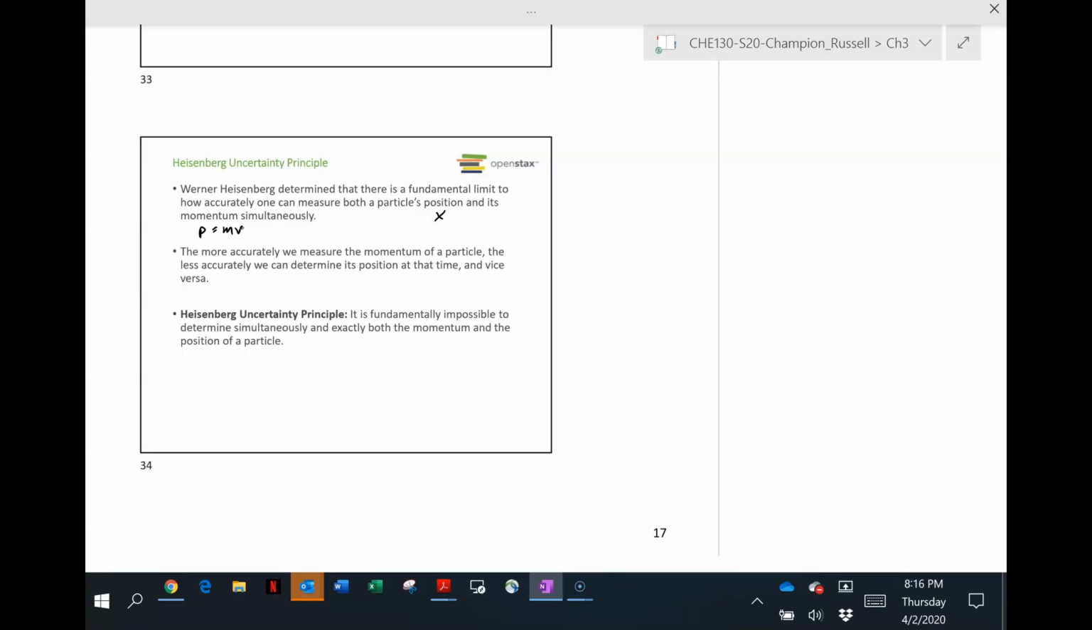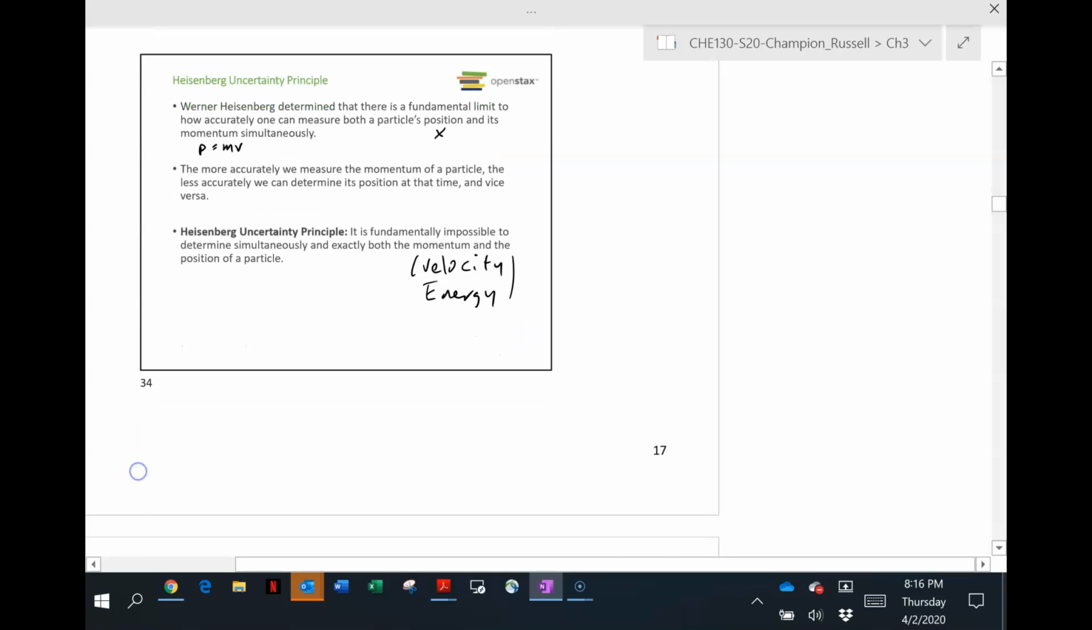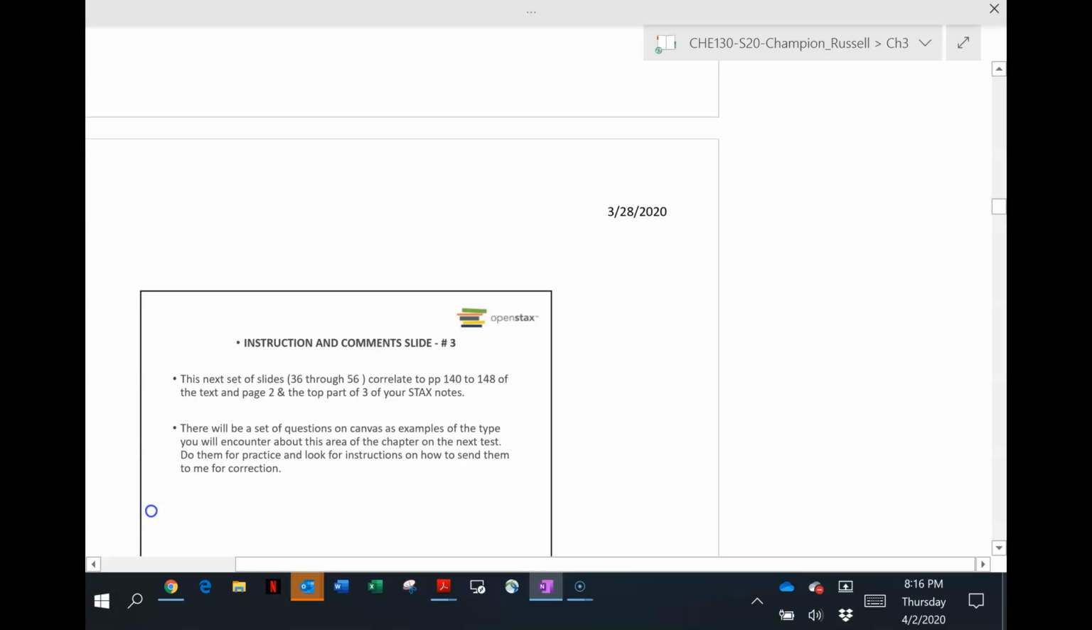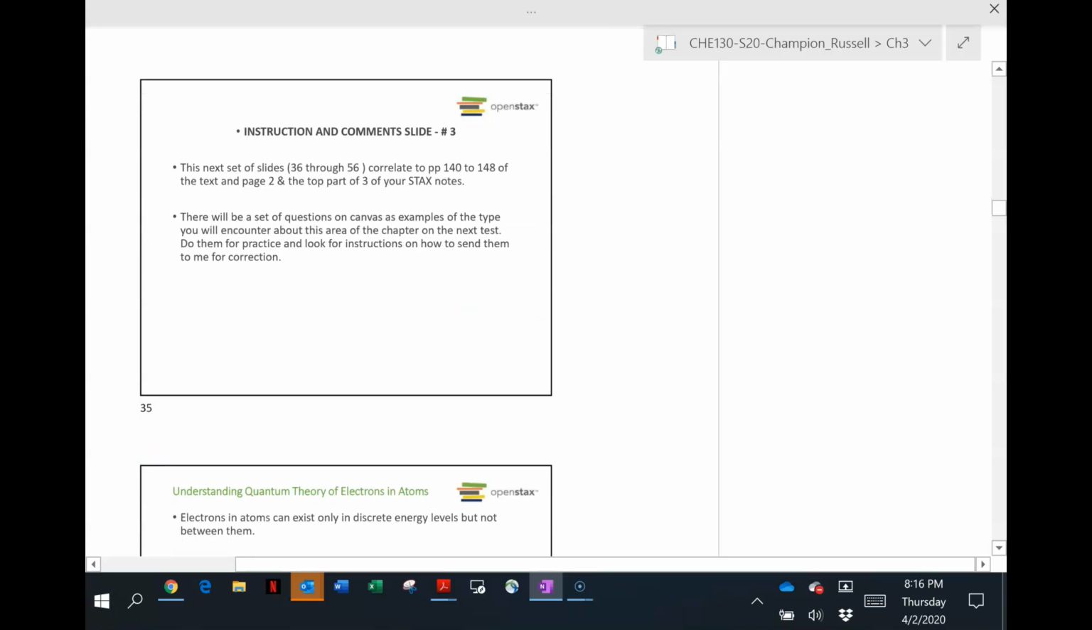So it's this idea that you can't determine simultaneously and exactly both the momentum, which again is velocity and can also be thought of as energy of the particle, and the position. So when you apply this to looking at atoms, we're going to see that we talk not about where the electron might be, but the region in which the electron is possible to be.